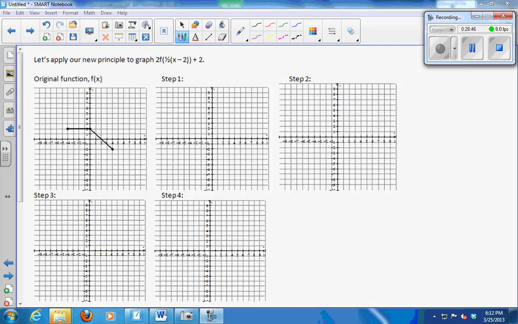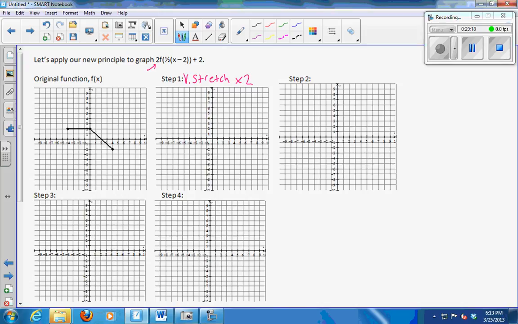So step one, this 2, way out front here, what does that tell me to do? What transformation happens? Vertical stretch, factor of 2. Right. So to create a vertical stretch by a factor of 2, vertical, right, means change the y values, times 2 means double them, right? Factor of 2 means times 2. So I'm going to take every y value in my original graph and double it.